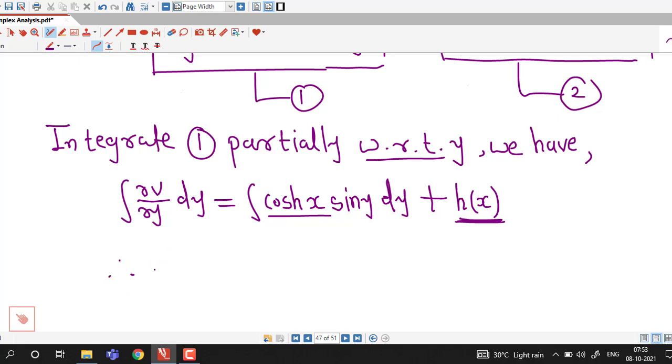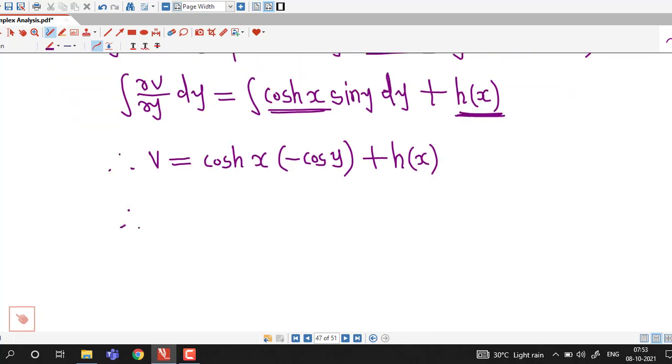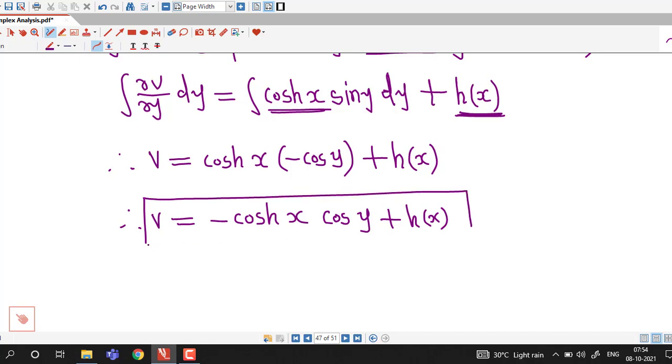Now here the integral of del v by del y is v. Here we consider x as constant, so cos hyperbolic x is constant, and the integral of sin y with respect to y is minus cos y plus h(x). We can write this by taking the negative sign outside: minus cos hyperbolic x cos y plus h(x). So this is the function v, in which we don't yet know what the function h(x) is.